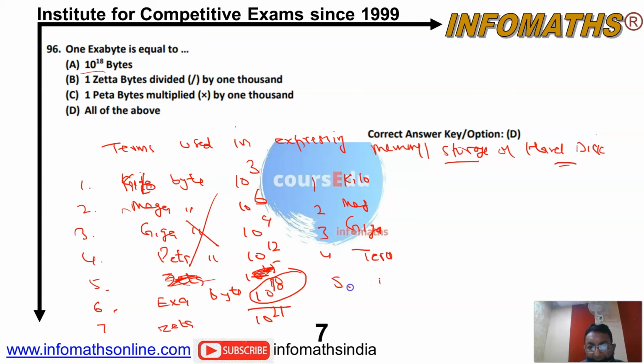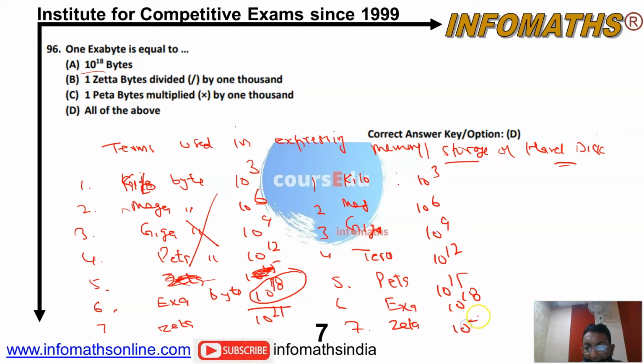Then fifth is peta, then exa, then zeta, and two, three more terms like yottabyte. So you have to remember them. You can search the net for these terms. But our question concerns only up to here. So, kilo is 10 to power 3, mega is 10 to 6, 9, 12, 15, 18. Now, just see the options. I think A is the right answer.